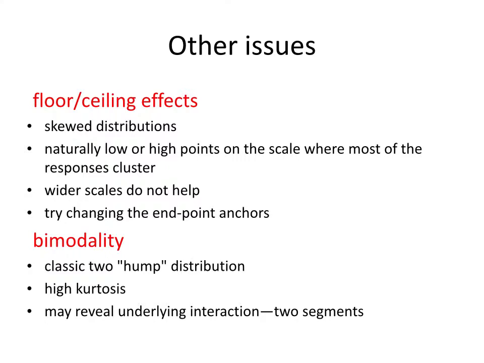So we've seen that looking at the distribution shape can identify outliers, and that those outliers can be a problem. Other issues that can be observed by looking at the distribution are floor or ceiling effects. Floor or ceiling effects result in skewed distributions because of naturally occurring low or high points on the scale where most of the responses cluster. Income is one of these.